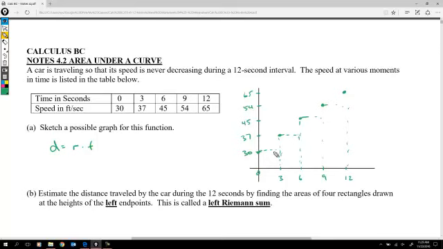And so I end up needing to find these 4 areas. And notice which one I left off. I didn't use this 65 here. I didn't use the rightmost point. I'm only using the left points. Okay, so I just need to find these areas.